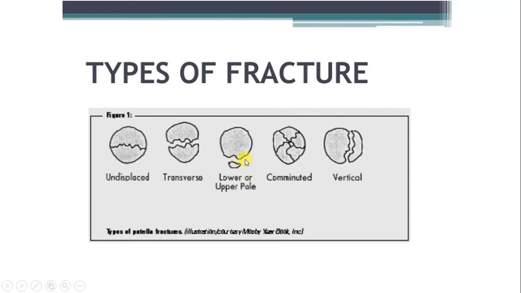The lower tip, where the origin of the patellar ligament is, the lower or upper pole, that can be damaged. Combined means that it is divided into different parts. And vertical fracture, here is the vertical. This was the horizontal and this is vertical fracture. So these are the 5 types of fractures that can occur in the patella.